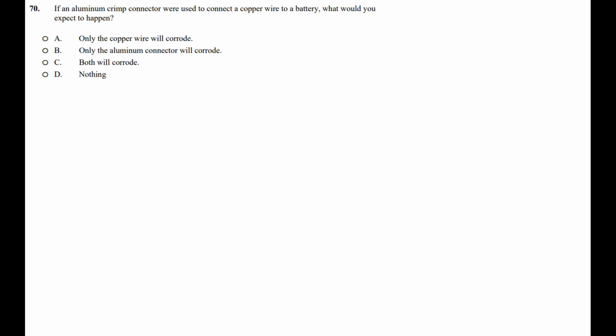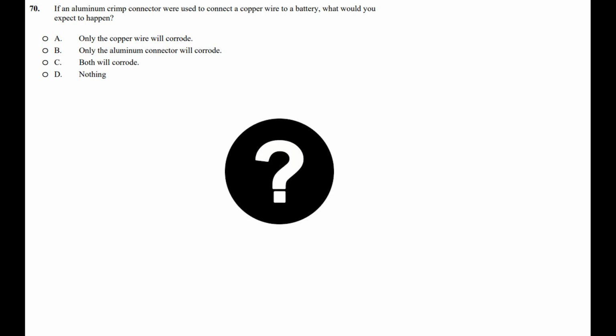While this problem is more conceptual, it only scratches the surface when it comes to a real-world application. Problem 70 reads, if an aluminum crimp connector were used to connect a copper wire to a battery, what would you expect to happen? Now, on the outset, without any prior chemistry knowledge, this would seem like a guessing game, but the solution is quite simple.